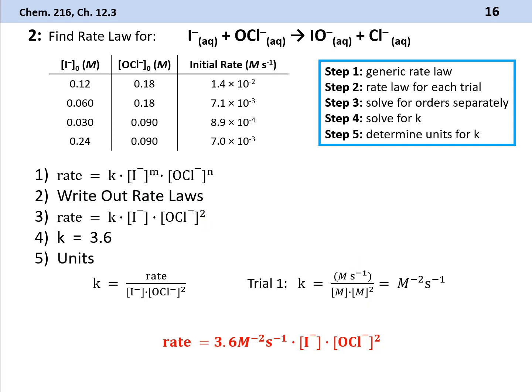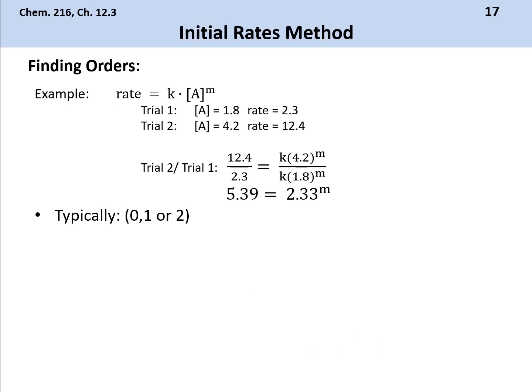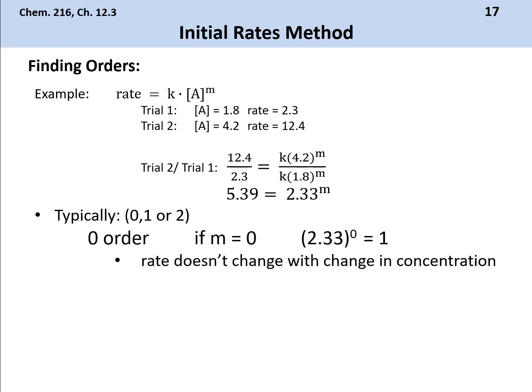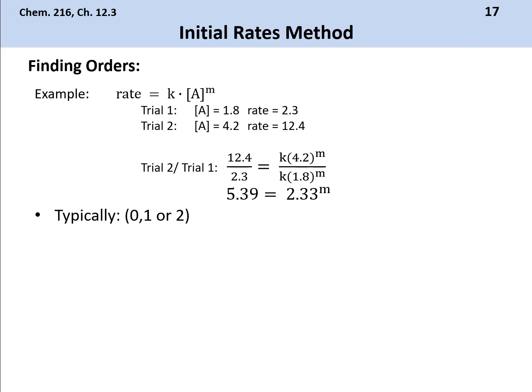Now that we've done 2 problems, let's go ahead and look a little bit more at finding orders. We've gone through this a few times, but I just want to make sure we get it. So let's look at a simpler equation. Let's say we just have something where we're told that rate equals k times A to the m. So this is a reaction with only one reactant. That reactant is compound A.